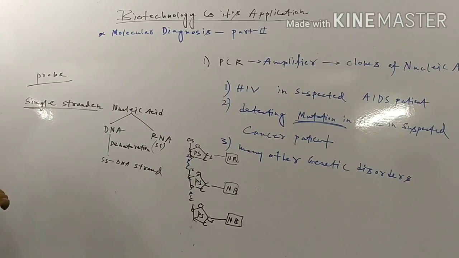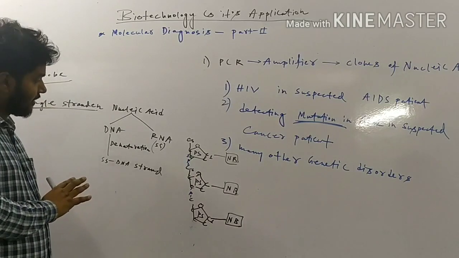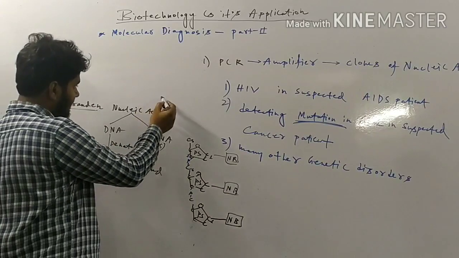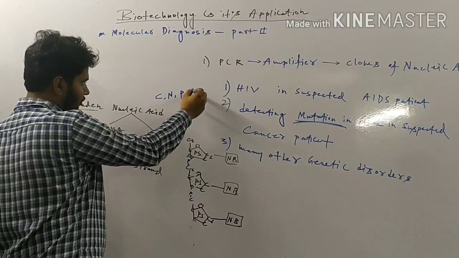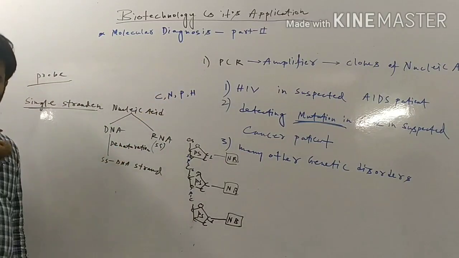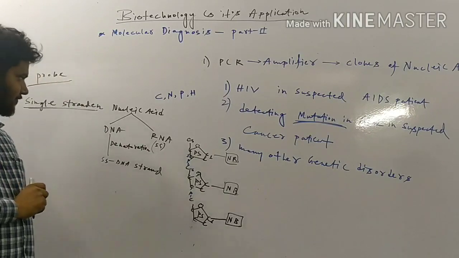After analyzing this structure, we can conclude that the main atoms present in a nucleic acid are carbon, nitrogen, phosphorus, and hydrogen. These are some important atoms present in nucleic acids.